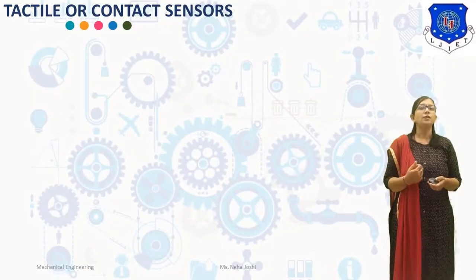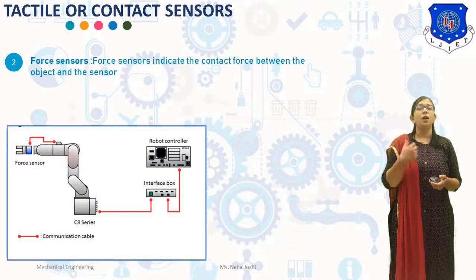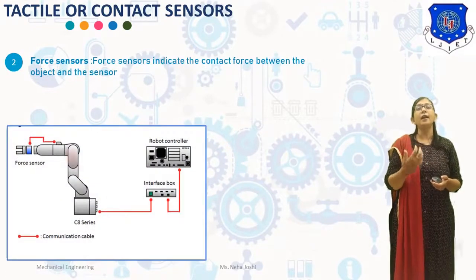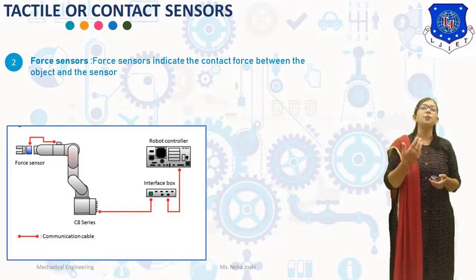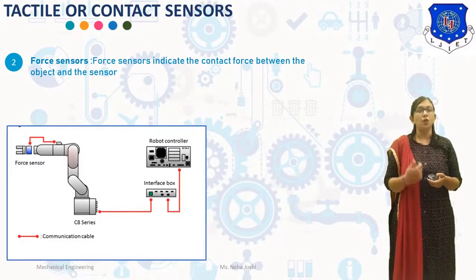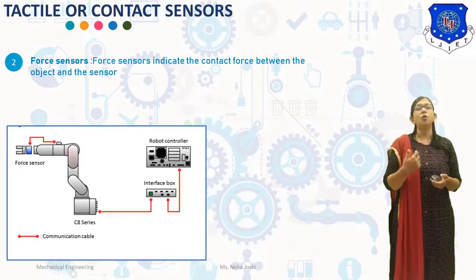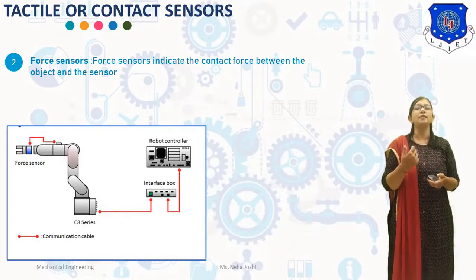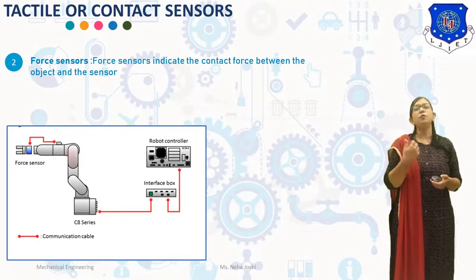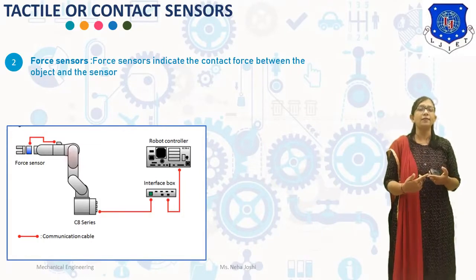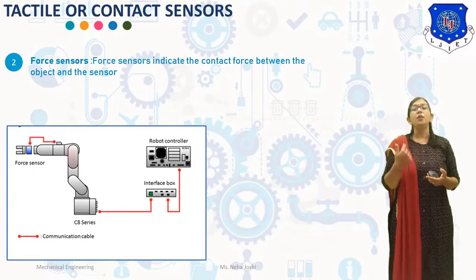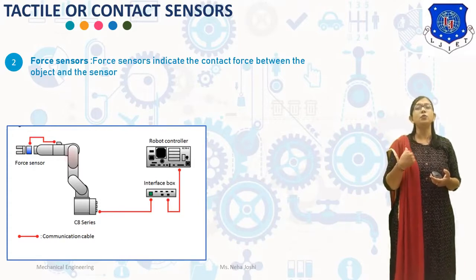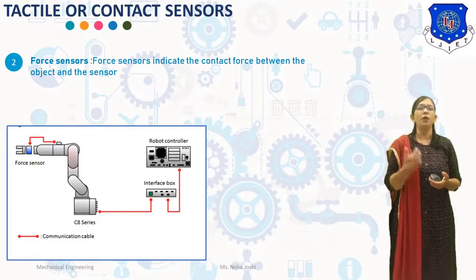Next one is force sensor. Now, force sensors are analog type sensors in which the output signal is proportional to the local force. Force sensors indicate the contact force between the object and the sensor. Examples of force sensors are piezoelectric sensors, force sensing resistor, strain gauge. Here you can see the force sensor gives signal to the controller, and the controller controls the movements of the manipulator.